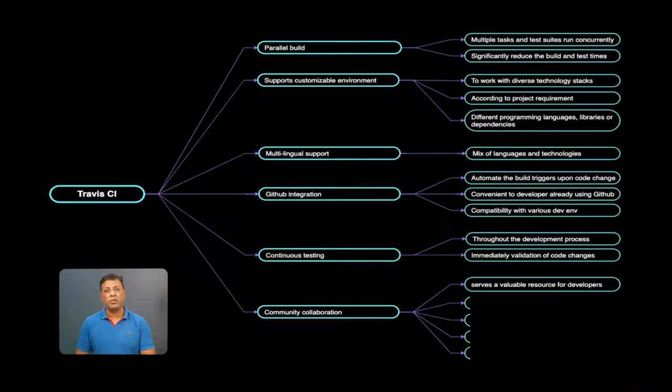The automated triggering of builds upon code changes ensures continuous testing throughout the development process. This is a fundamental principle of continuous integration where any changes to the code base are immediately validated through automated tests. Travis CI has cultivated an engaged and collaborative user community.